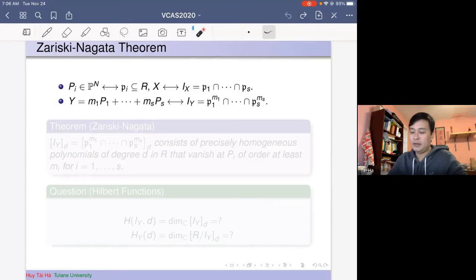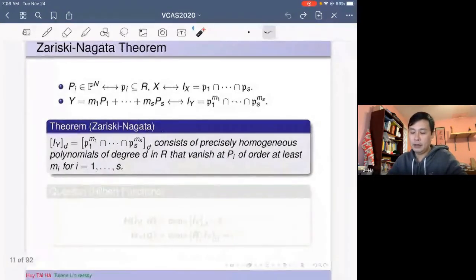And the defining ideal of this variety is going to be P_1 to the m_1 intersect up to P_s to the m_s. Basically, in a nutshell, the Zariski-Nagata theorem says that if you look at the degree d piece of the defining ideal of this fat point scheme, you get exactly the homogeneous polynomials of degree d that vanish at P_i of order at least m_i for all i.